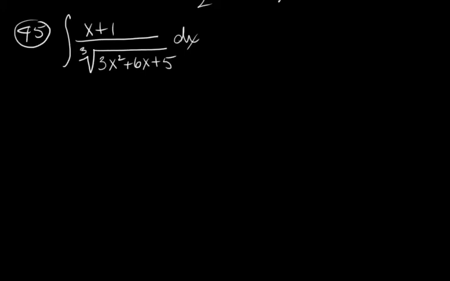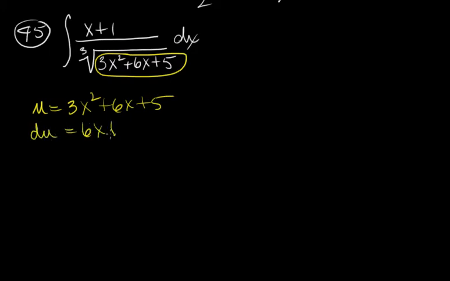Problem 45, again, we see that we have an inside function here, something under the cube root that is a sum, a quadratic. So I would hope that I could turn this into u to the 1/3 in the denominator. So I'm going to let u be the inside function, 3x squared plus 6x plus 5. Then du is 6x plus 6 dx. And that looks really good because on the top we have x plus 1 dx. So notice du is 6 times the quantity x plus 1 dx.